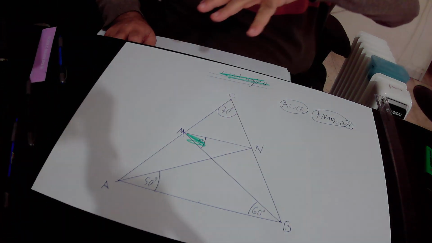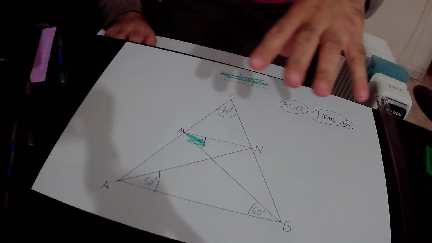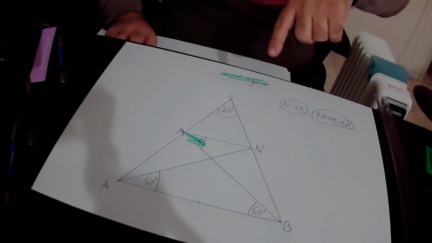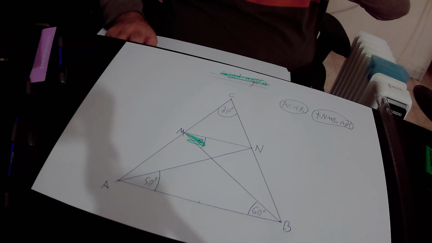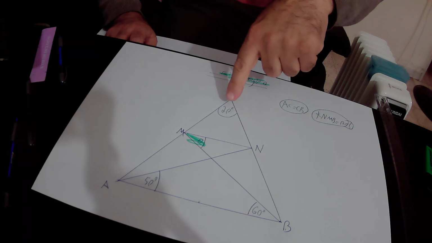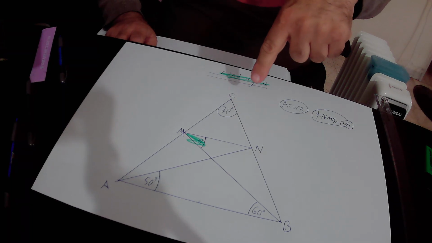Hello, in this lecture we find out the value of angle theta. In the drawing we have triangle ABC. Triangle ABC is an isosceles triangle because CA equals CB. We also know that this angle ACB equals 80 degrees.